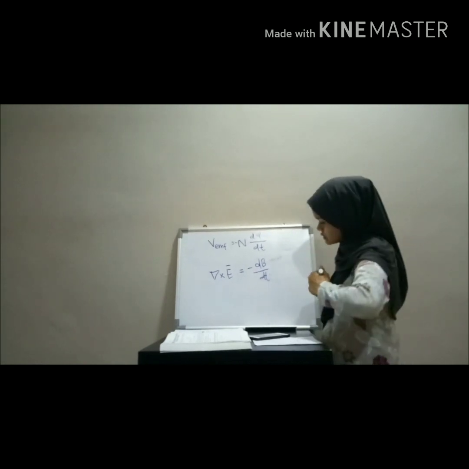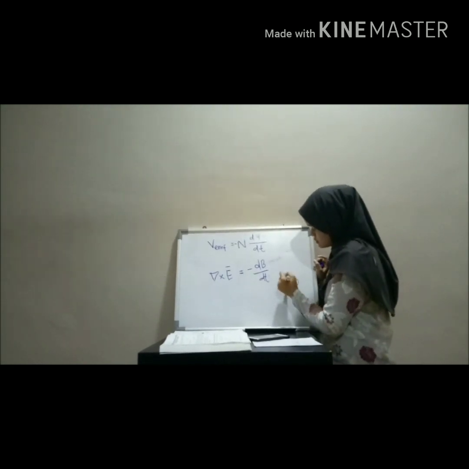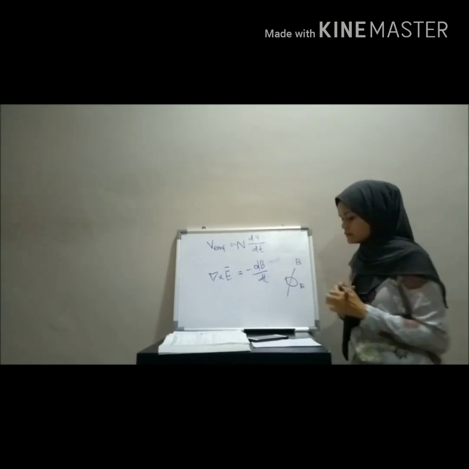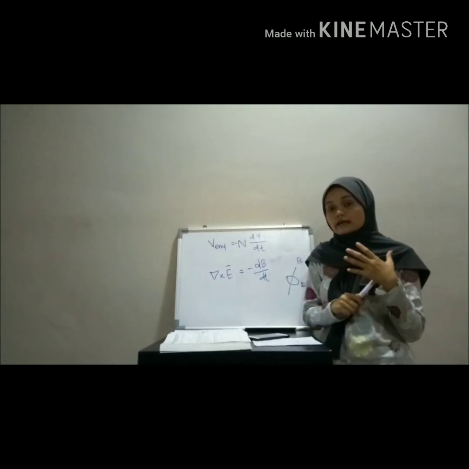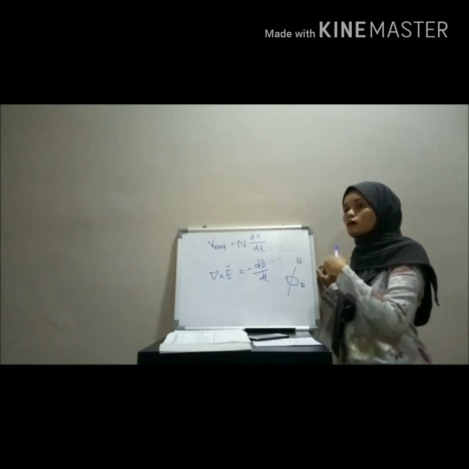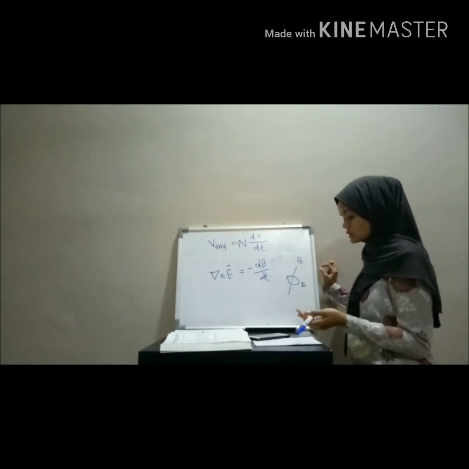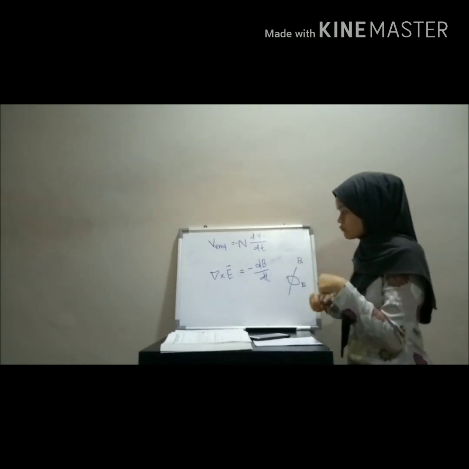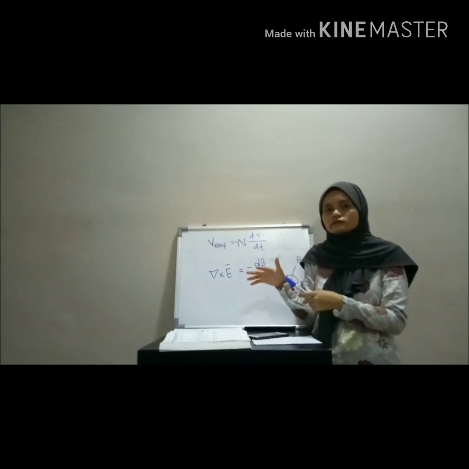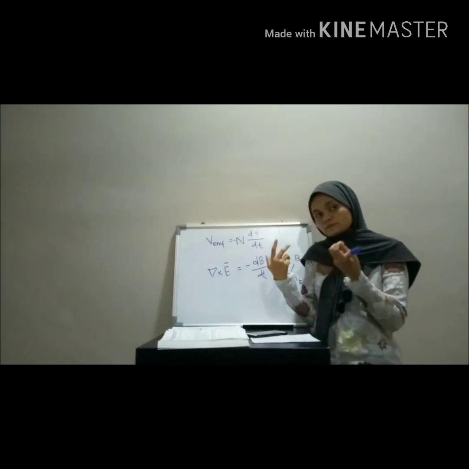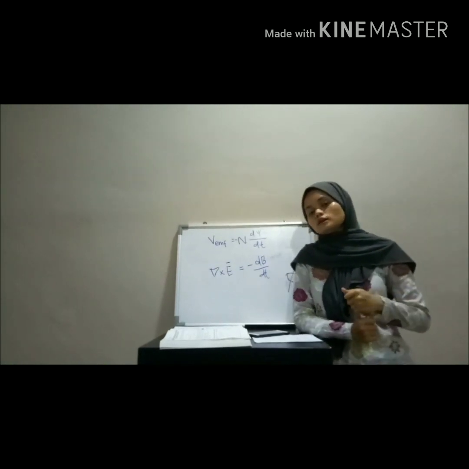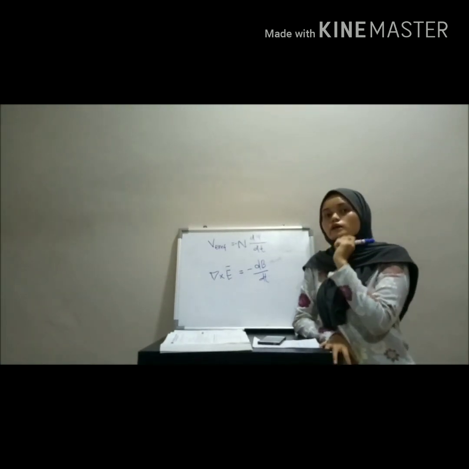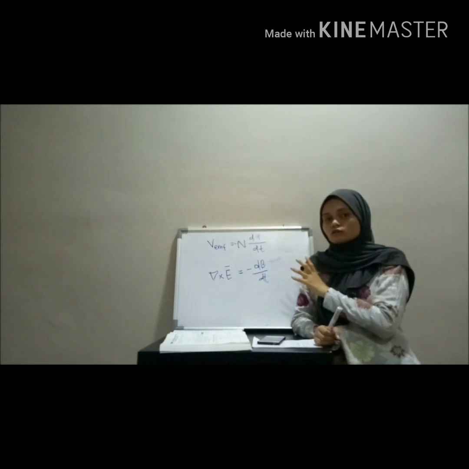So it has a relation, where this is B and this is E. Any change of magnetic field B will create a voltage to be induced in the coil. So when there is a change of B in a coil, whether it increases or decreases, it will produce voltage induced in the coil. So I will explain to you about the application of Faraday's law.